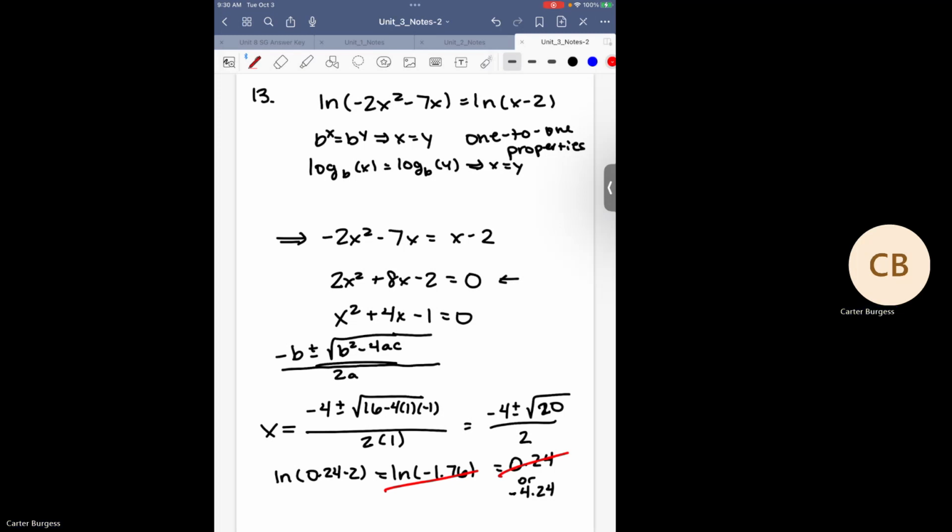Likewise, the ln of -4.24 minus 2 equal to the ln of -6.24 also does not work. And so this has no solution.